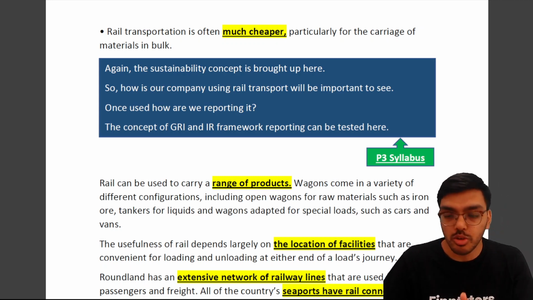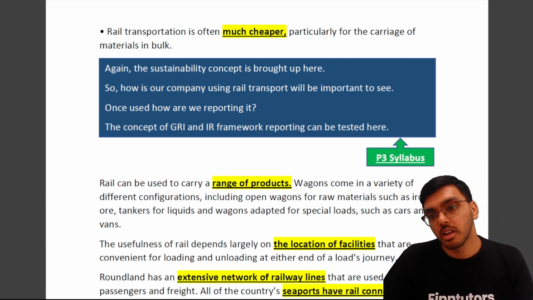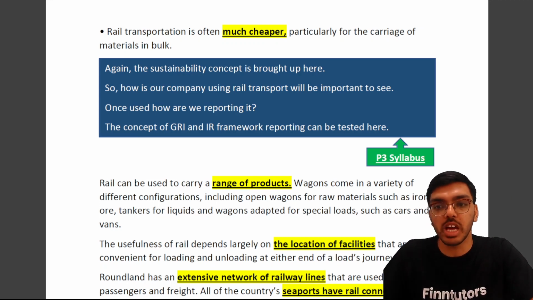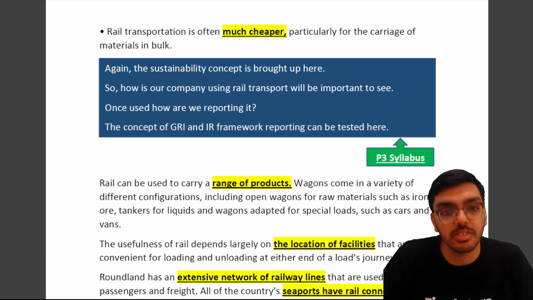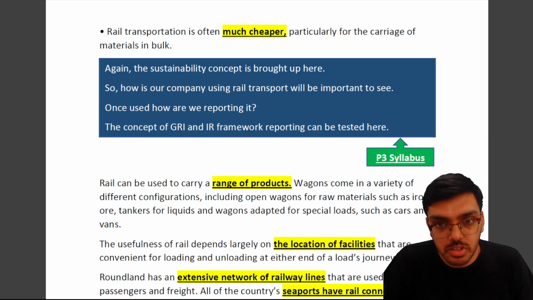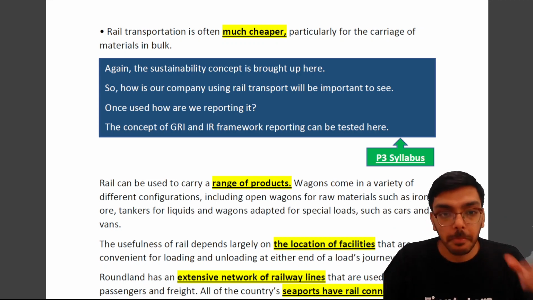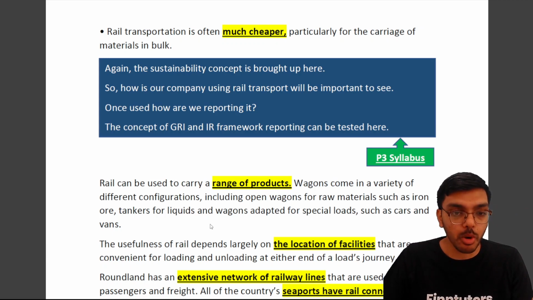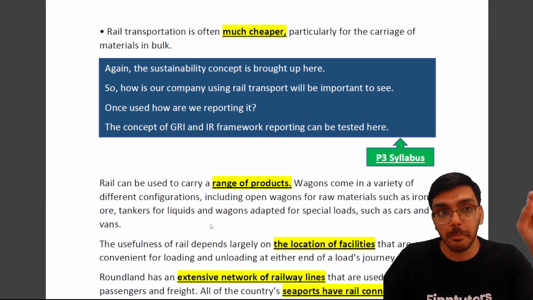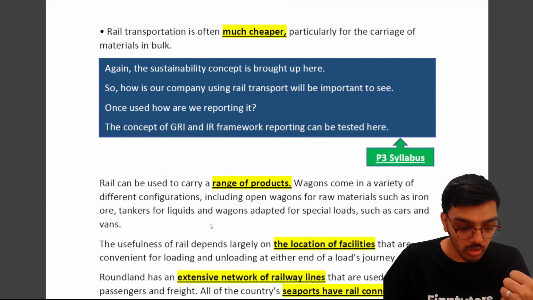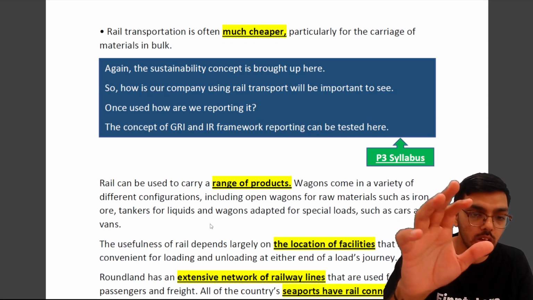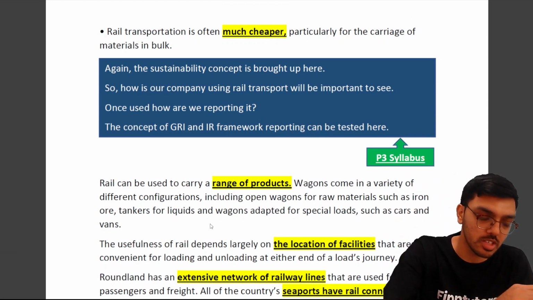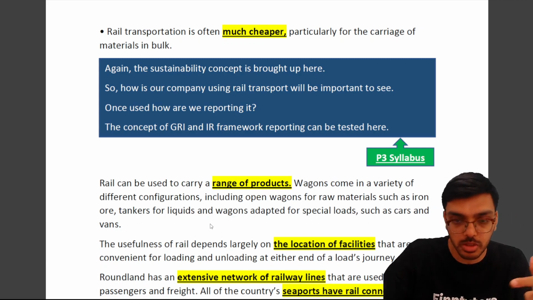Please remember that you do not need to replicate any direct information from GRI or IR. You will need to know what it is, how it helps, what it's useful for. That knowledge will be important from our syllabus areas, and that is why I'm pointing it out to you. So rail transport has an advantage over road transport in terms of sustainability and in terms of being cheaper as well.